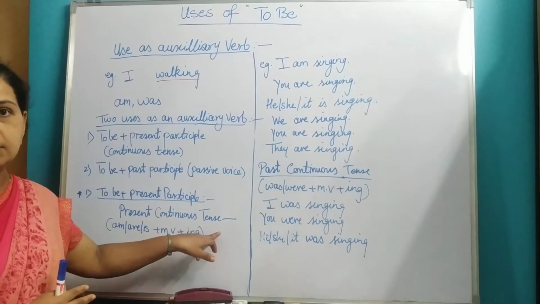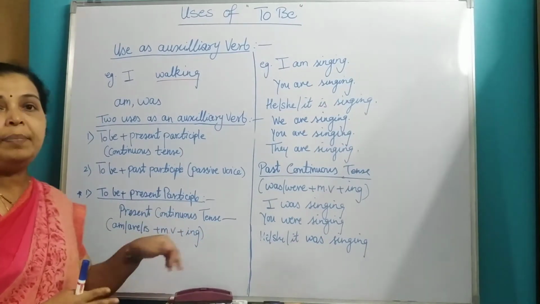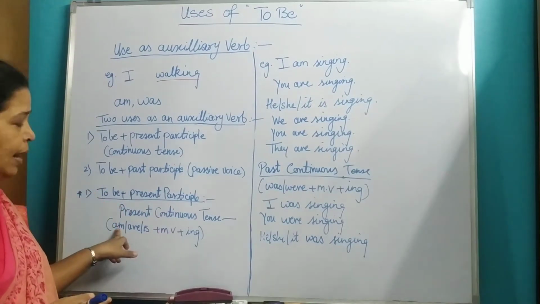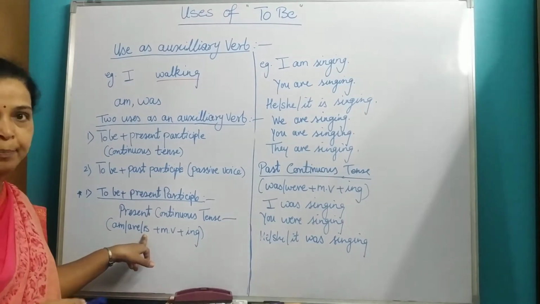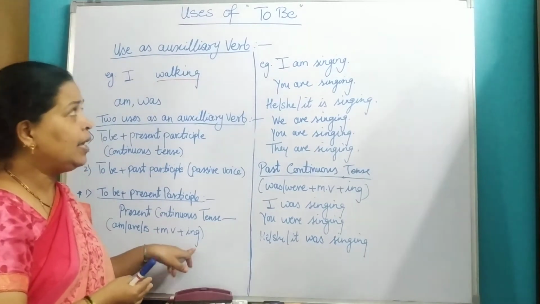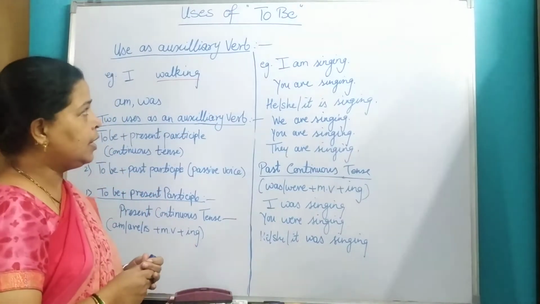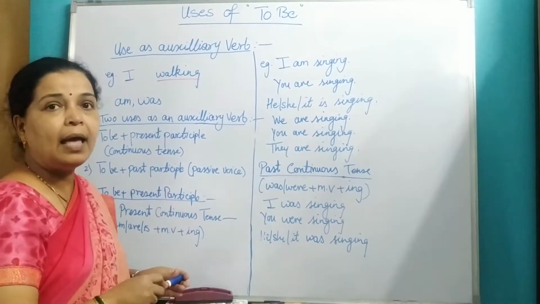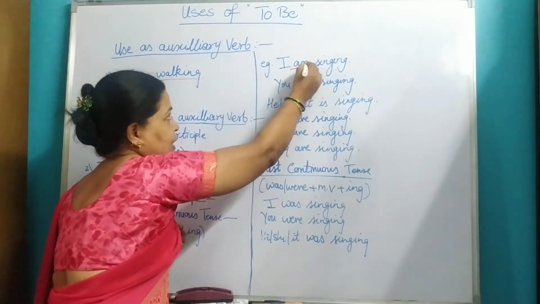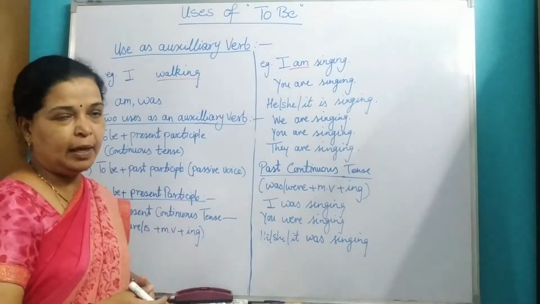In the present continuous tense, we have am, are, is. They are the present forms of the verb to be. So we can use any one of am, are, is as the helping verb plus main verb plus ing. Let's see examples. I am singing. Here we have am as the helping verb. Am is the helping verb. Singing is the main verb.